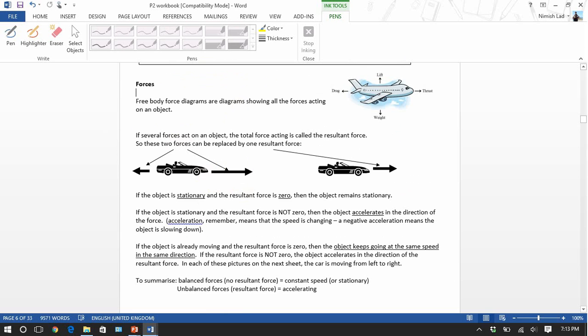So forces. Apologies, just dropped my phone. Don't worry, it's not broken.